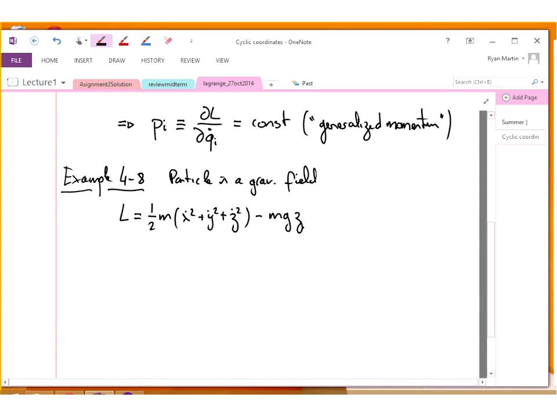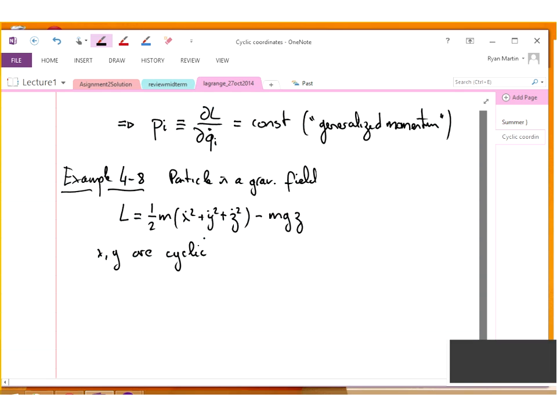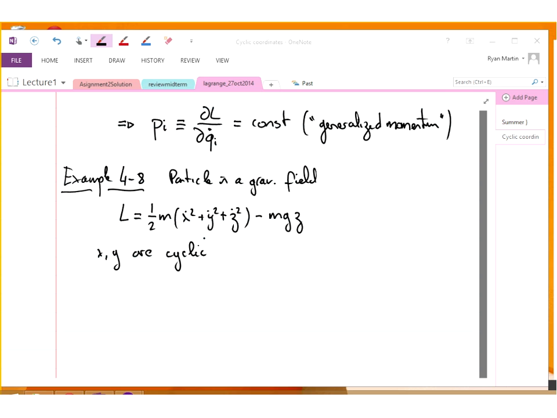Okay? So if you look at this Lagrangian, you ask yourself, which coordinates are cyclic? These are coordinates that don't appear explicitly in the Lagrangian. So x and y are cyclic. Z, on the other hand, is not, since it appears in the potential energy. So we have ∂L/∂x is the same as ∂L/∂y. It's equal to 0. So both those coordinates are cyclic.